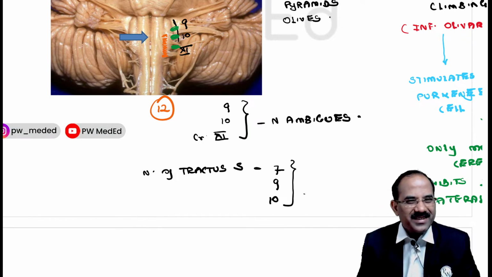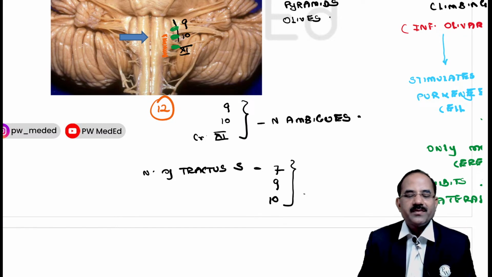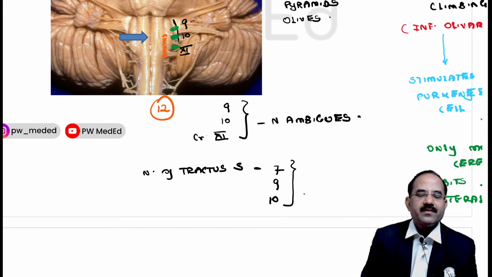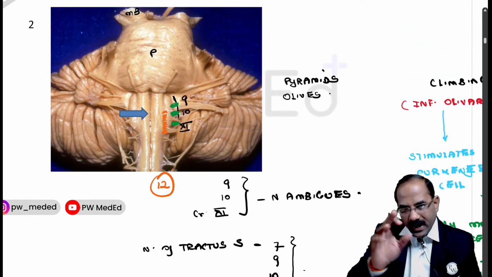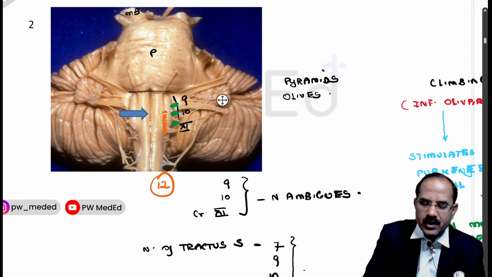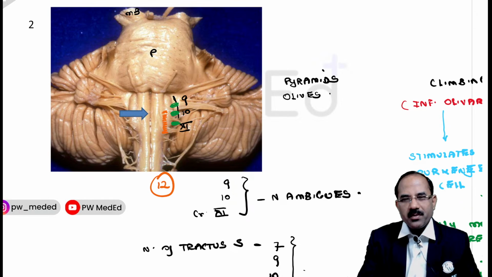There will be no mistake, right? Very good. Can anyone tell me what this junction is? What is this junction known as? The pontomedullary junction.